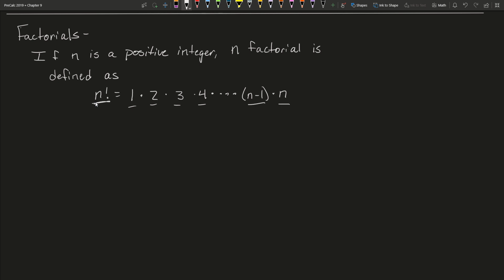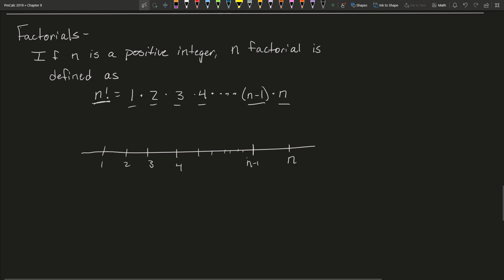Right, so if we look at a number line, we're multiplying every number up until n together. And then the number before n, that's n minus 1, two numbers before n, that's n minus 2, and it continues like that. All right, so in this case, n we don't really know.